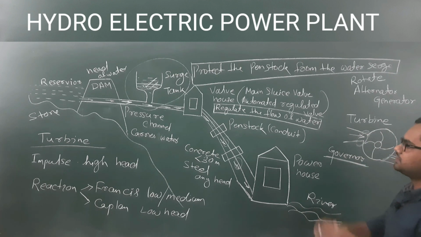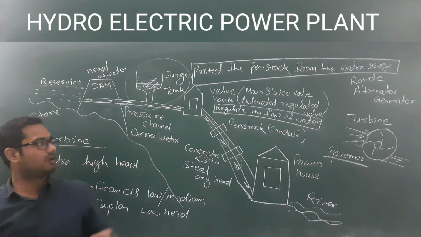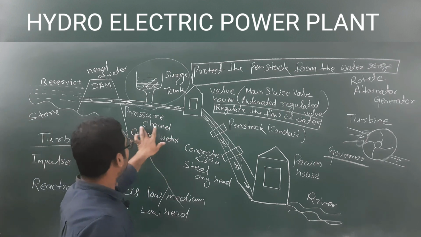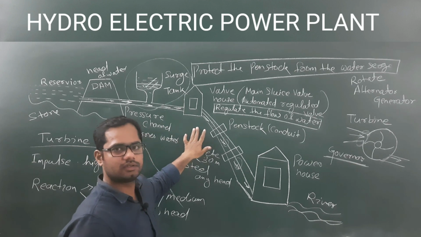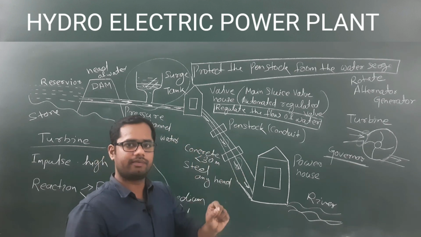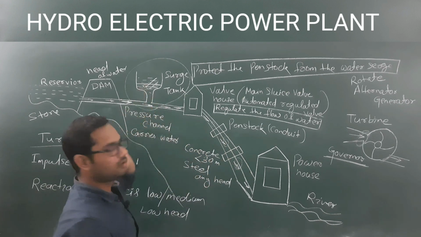Okay, so this is all about the penstock. This is all about the surge tank, and an objective question may come: write down the protective device used in your hydroelectric power plant. This is the surge tank.